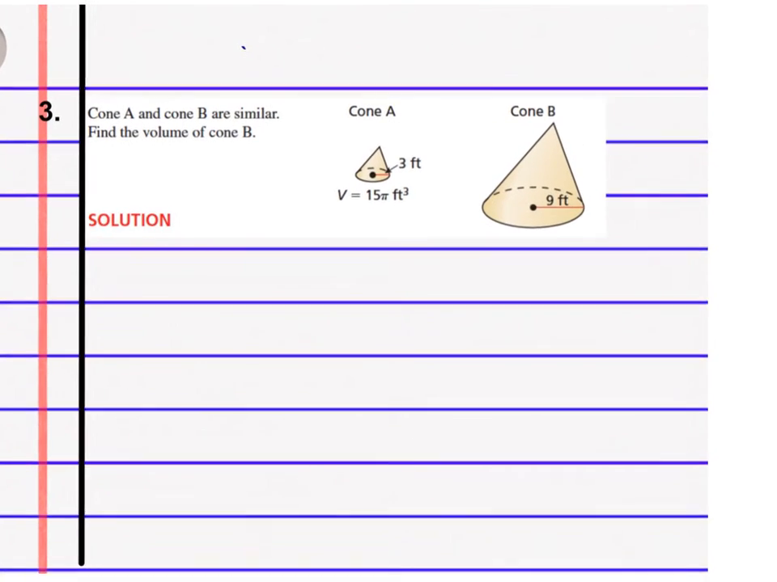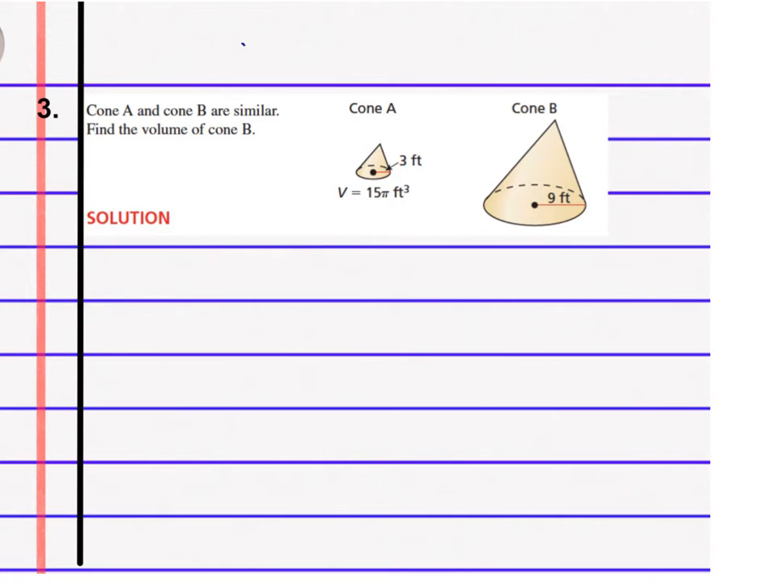All right, number 3. Now we have similar cones, okay, similar cones. So hopefully you're thinking K, and we're talking about volume, so K to the third. All right, so find the volume of cone B. So first let's find our scale factor. The radius of circle A is 3. The radius of circle B is 9. Whoops, my 3 disappeared. So what is K? What is the scale factor?